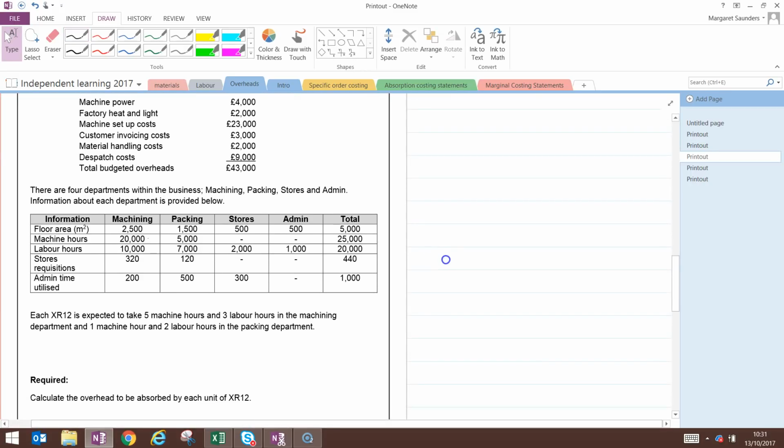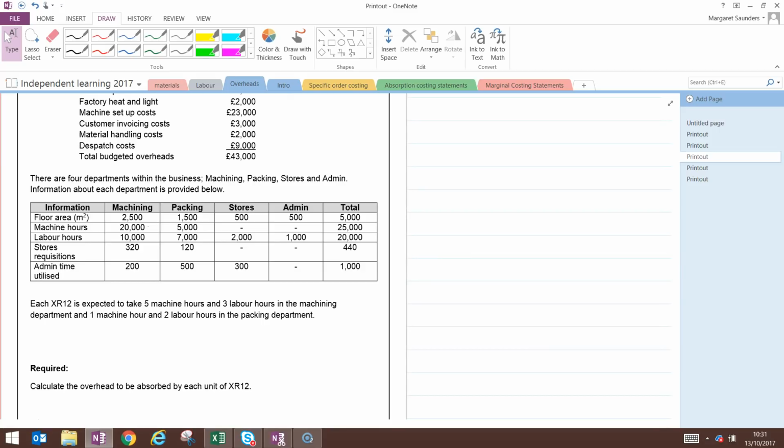We're then told how long it takes to produce just one XR12. The XR12 takes 5 machine hours and 3 labour hours in the machining department. And then it takes 1 machine hour and 2 labour hours in the packing.